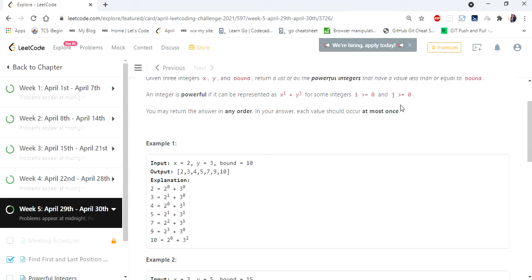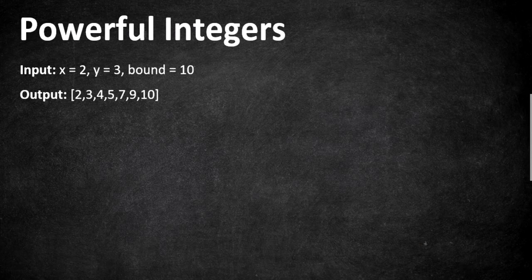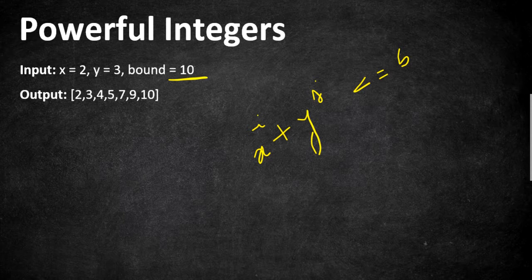So let's understand this problem with an example. Here is our given input value. This is not a tough problem, quite an easy straightforward problem where our answers should be within the limit 10, and we have to return values in such a way that x power i plus y power j must be less than or equal to bound. So we have to try out all combinations of integers greater than or equal to 0 that satisfy the value being less than or equal to bound.